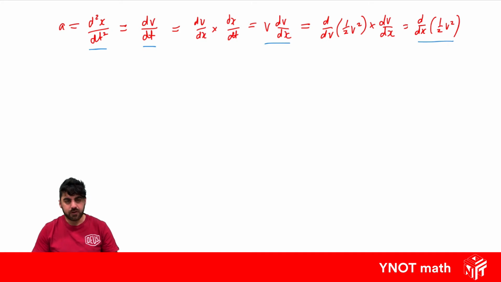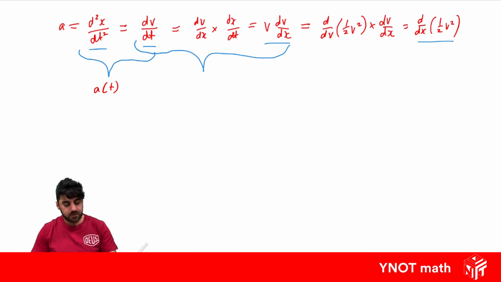And when do we want to use all of these expressions for acceleration? Now, these two here we'd want to use when we have acceleration as a function of time, because we have the respect to time at the bottom. These two we want to use when acceleration is a function of velocity, because there's a dv in there, and the v in the second one. And this one here, we want to use when we have acceleration as a function of x.